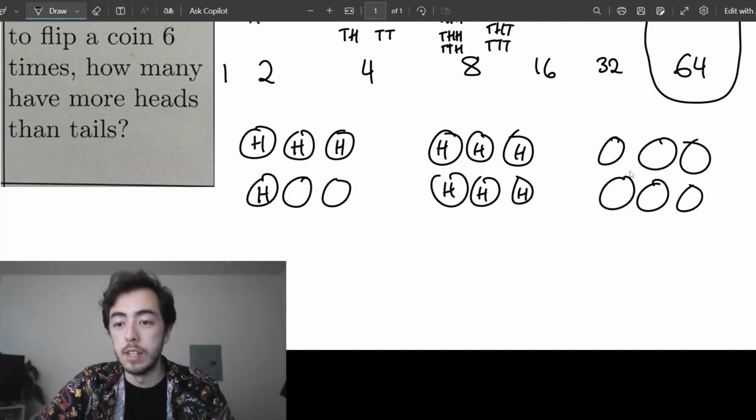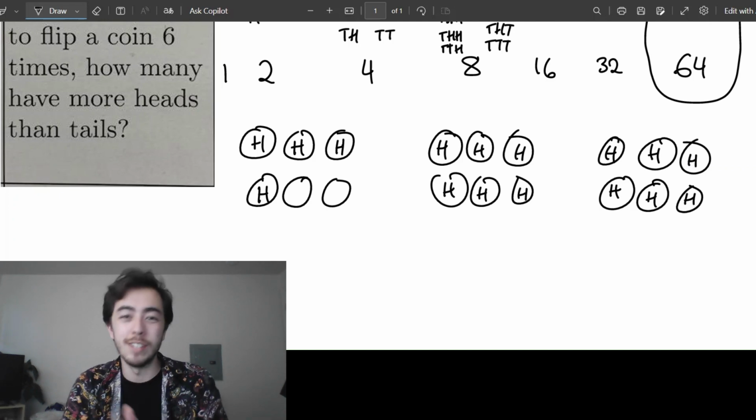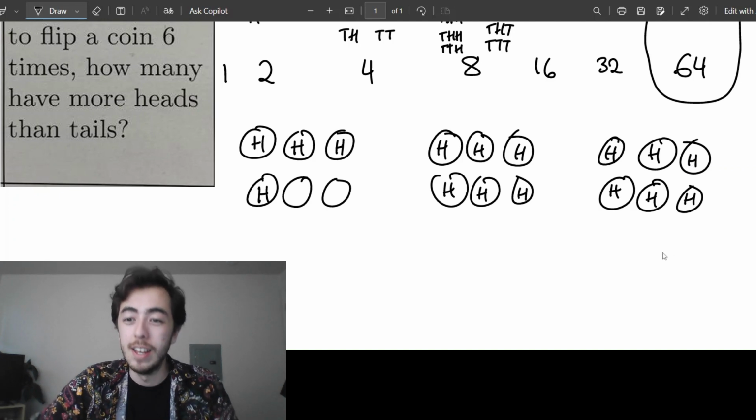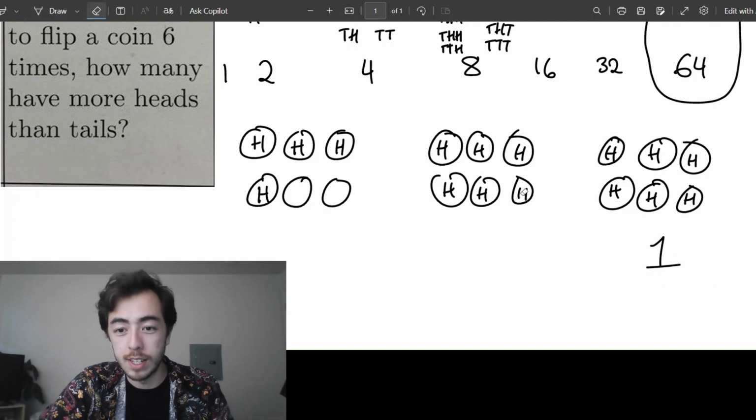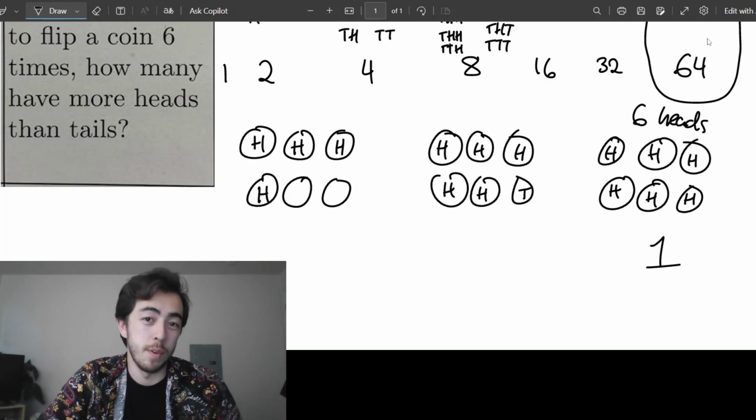And actually, this one over here, where all of them are heads, this is the only one time that it could happen. Right? Because to get 6 heads, you need each individual coin to come up heads. And so there isn't much wiggle room with that. Oh, I also just realized that this H right here should have been a T. So this scenario of 6 heads only shows up once, and that's if you happen to flip 6 heads in a row.